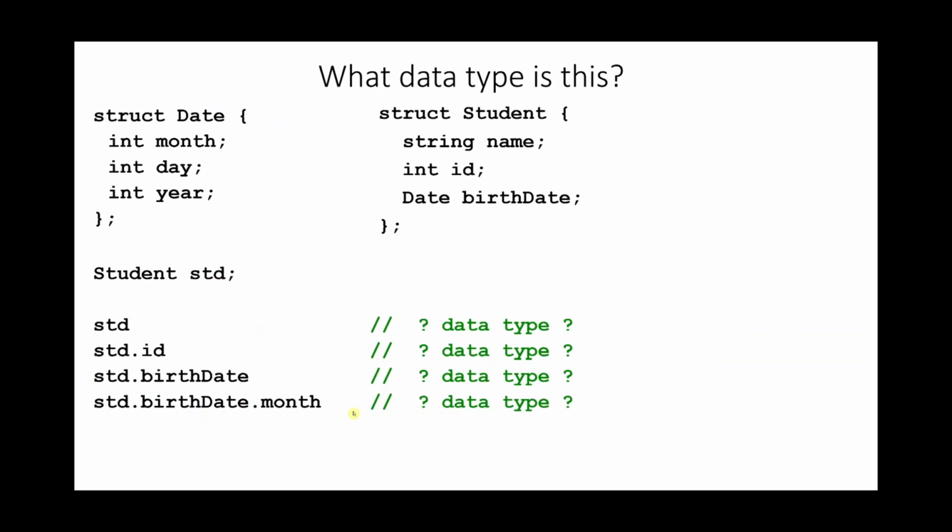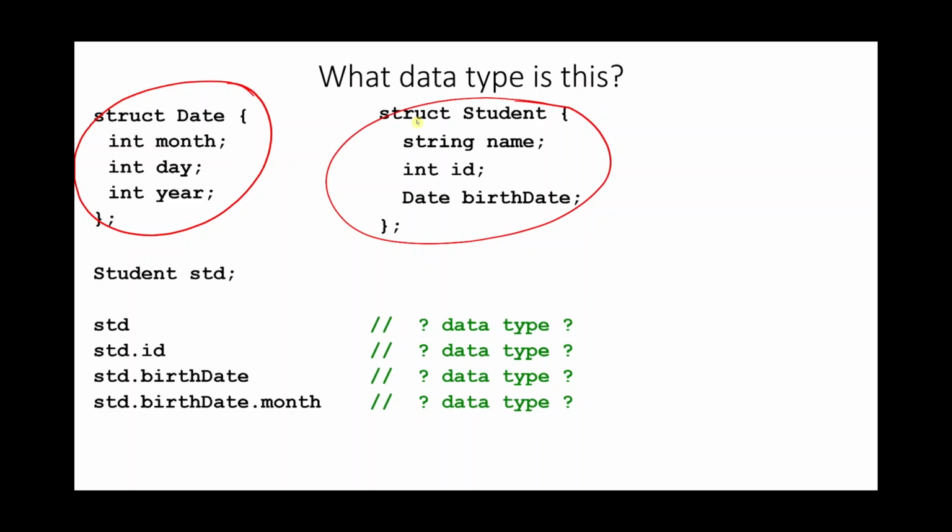So here are some questions. We have date, and for the space of the slide I don't have date above the student, but in Visual Studio you must have date above the student. So we have date and we have student. The student is using a date variable called birth date, and we use them as we define a student std. So if I do std, what is that type? And if I do std.id, what is that type? Birth date, and month? So std is of type student.